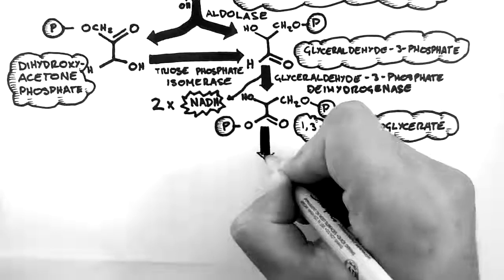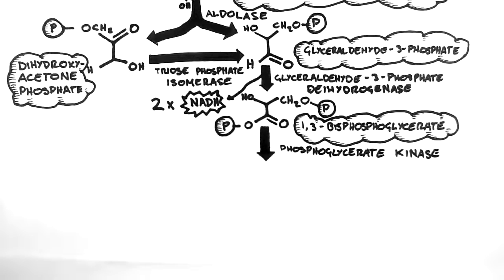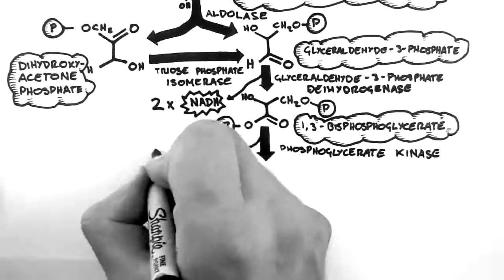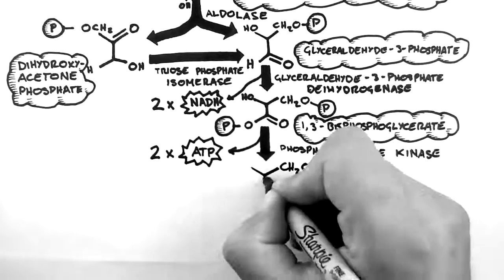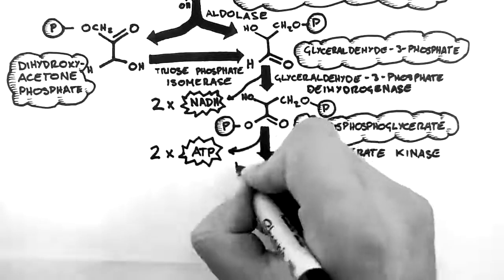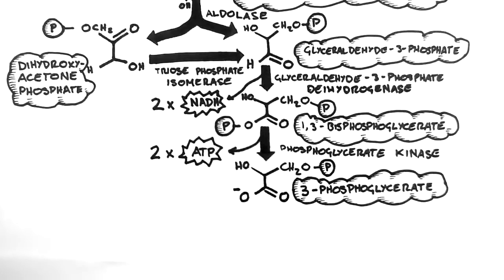Here the molecule meets another kinase, phosphoglycerate kinase. We saw above that kinases can giveth phosphate, but they can also taketh phosphate away. And that's exactly what happens here. Two ATP are produced by taking phosphate from the 1,3-bisphosphoglycerate molecules. This produces the molecule 3-phosphoglycerate.